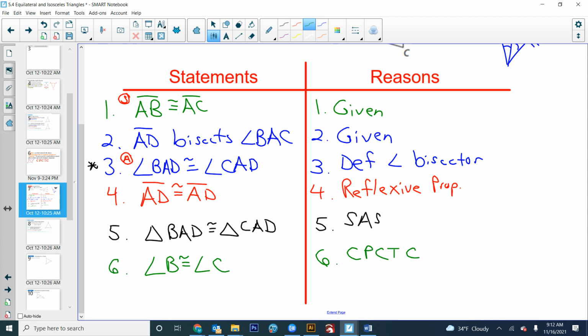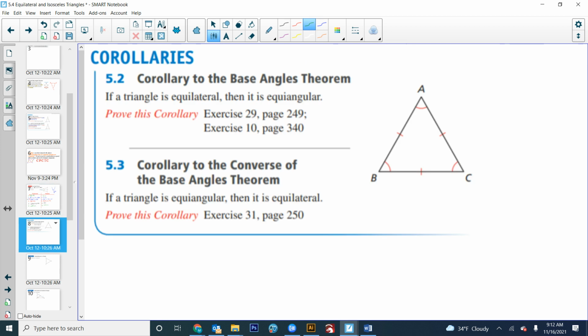CPCTC. Let's say it together. CPCTC. Elizabeth, I don't want to leave you out. Ready? CPCTC. Corresponding parts of congruent triangles are congruent. By the way, the Ohio State test at the end of the year will have CPCTC on it. It will abbreviate it as CPCTC; it won't write it all out.